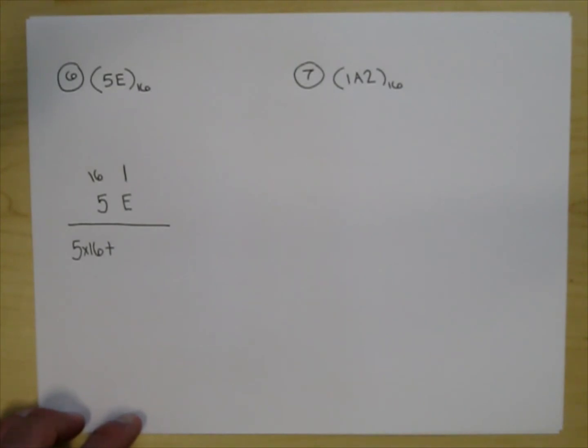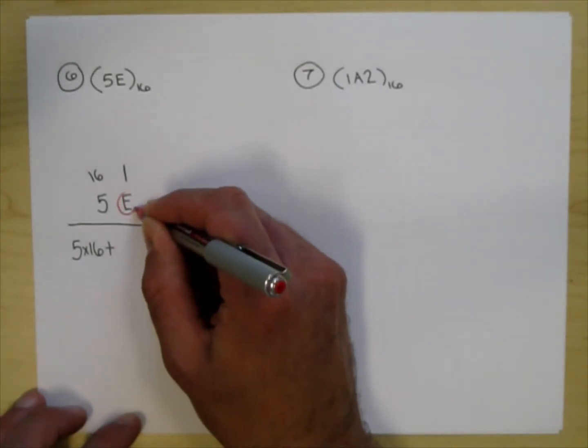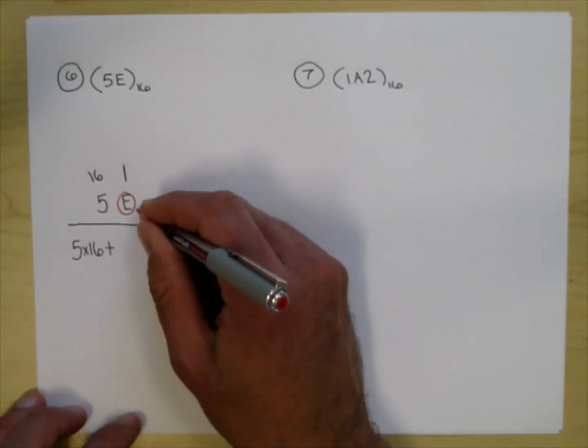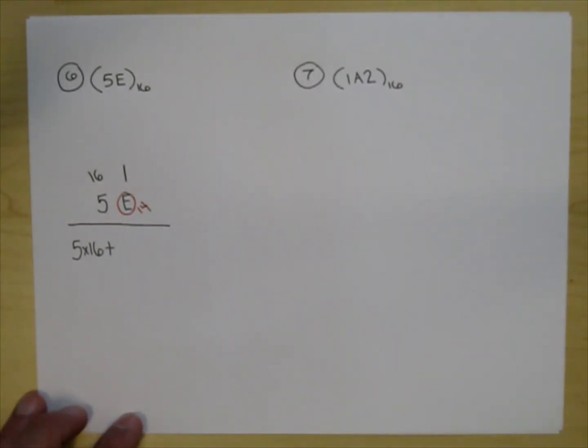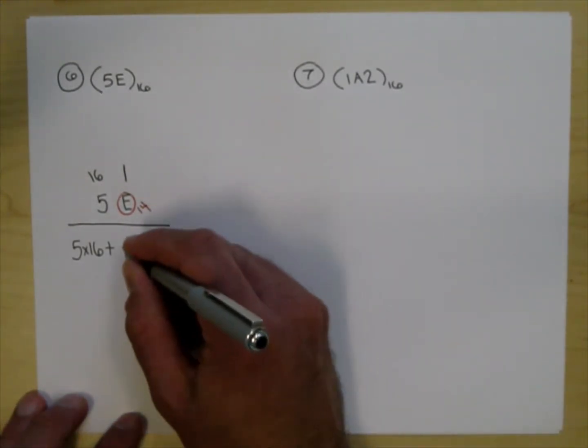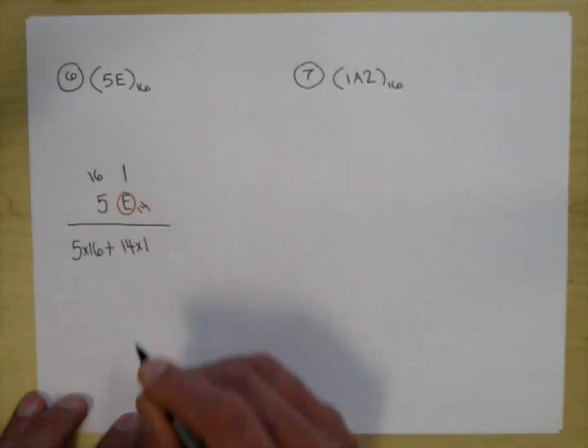Okay, so this is where we have to stop and go, wait a minute, what's an e? An e happens to be 14. You can look on that other sheet there. So e is a 14. So this is going to be 14 times 1.